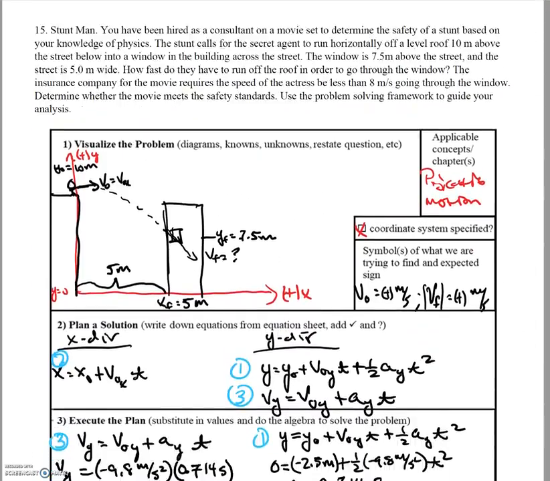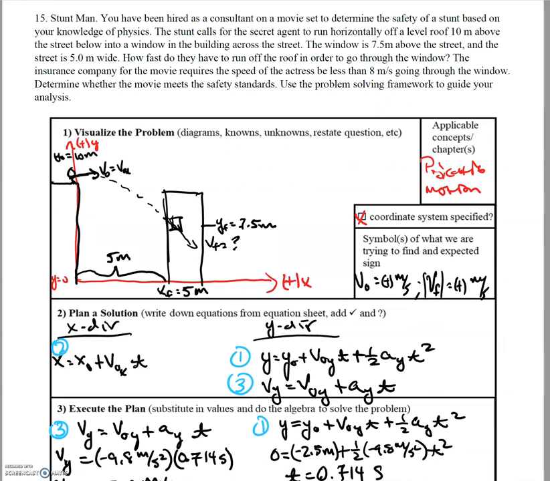Moving on, we have a stuntman problem, stunt person problem. You have been hired as a consultant on a movie set to determine the safety of a stunt based on your knowledge of physics. The stunt calls for a secret agent to run horizontally off a level roof 10 meters above the street below into a window in the building across the street. The window is 7.5 meters above the street, and the street is 5 meters wide.